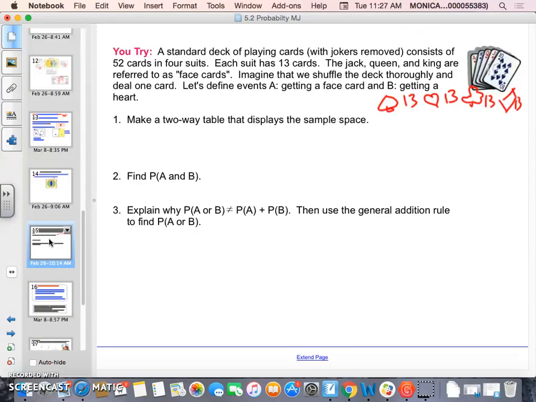So you want to make a two-way table that displays the sample space for this situation. And so we're looking at face cards. There's a total of 3 per suit. So that's 3 hearts, 3 clubs, and 3 diamonds, plus 3 spades, for a total of 12.